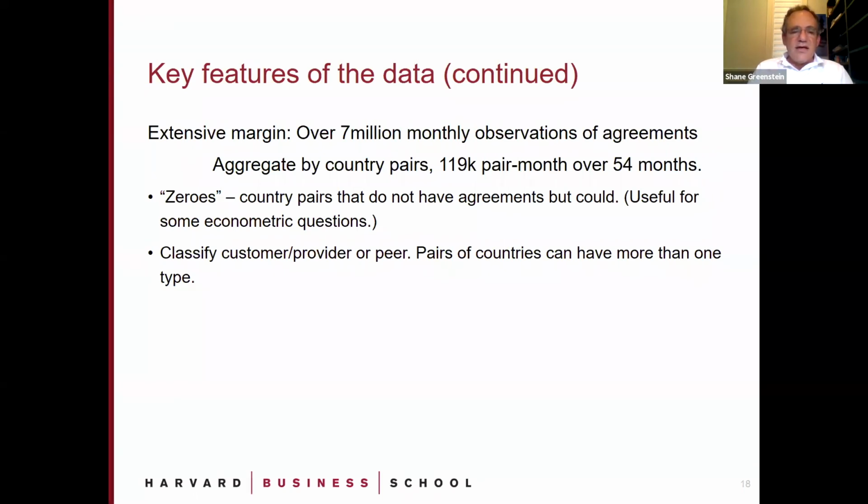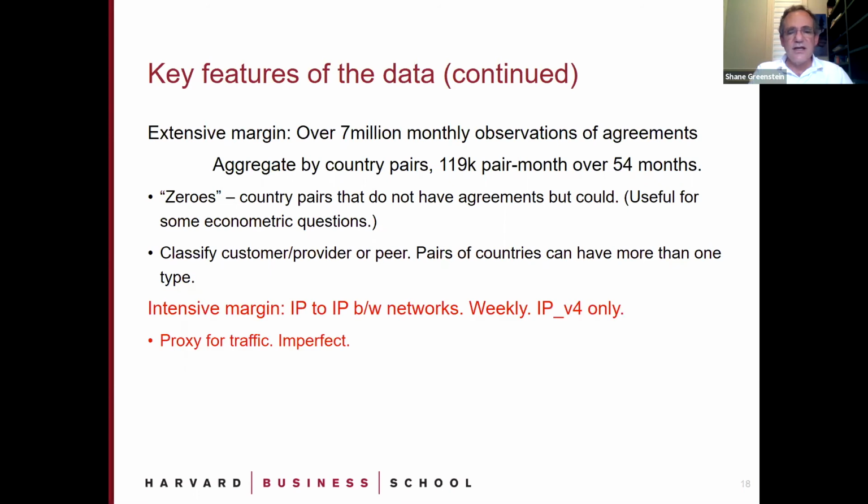And then when we examine, as we will in a moment, customer, provider, or peers, it's the case that a country pair can have more than one type, particularly country pairs who have networks that are meeting, where some are customers to one and some are providers to the other, or they're peering across. We will account for that as well, just so you recognize that.